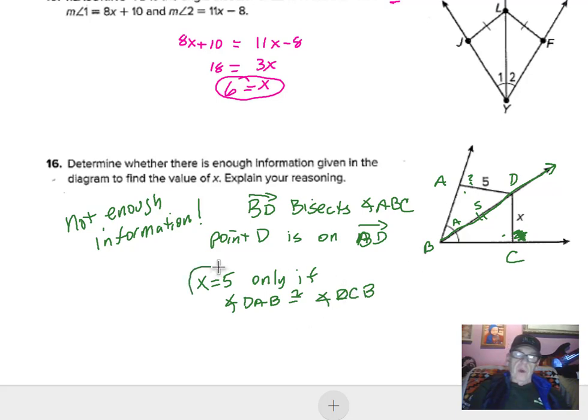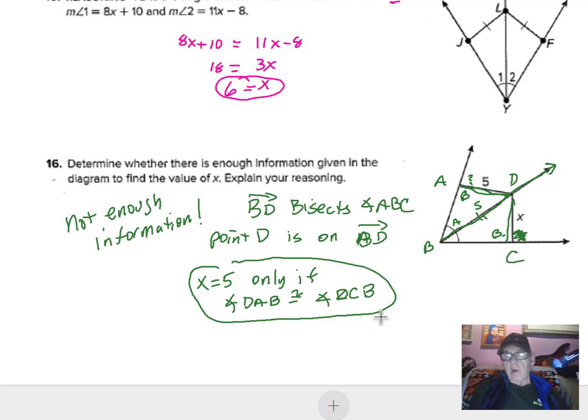So this is the only way we would know that x was equal to 5: if this measurement here is along the same exact angle, called angle beta, as this angle here. If both of those are the same angle, then we could say that this point is equidistant from the sides.